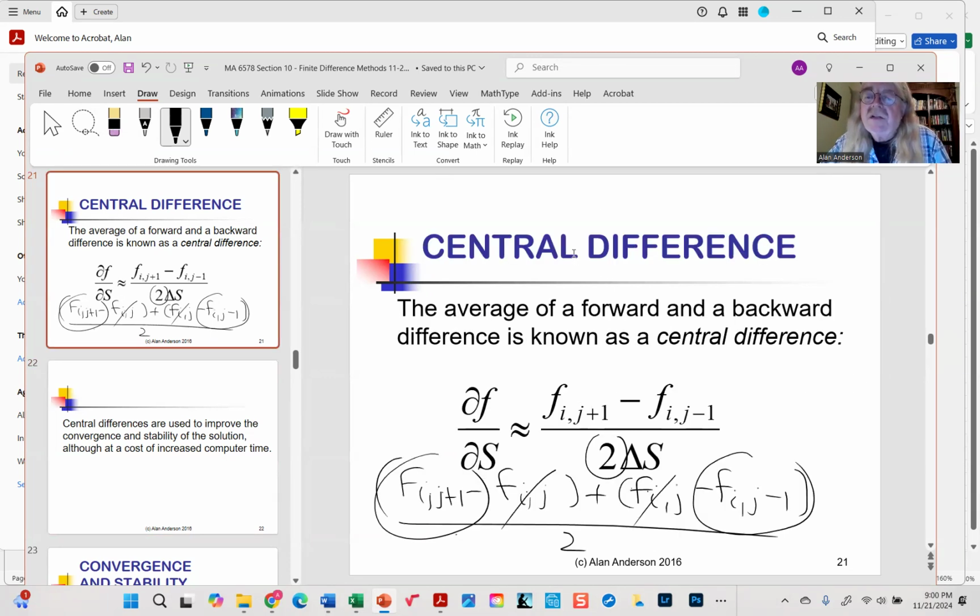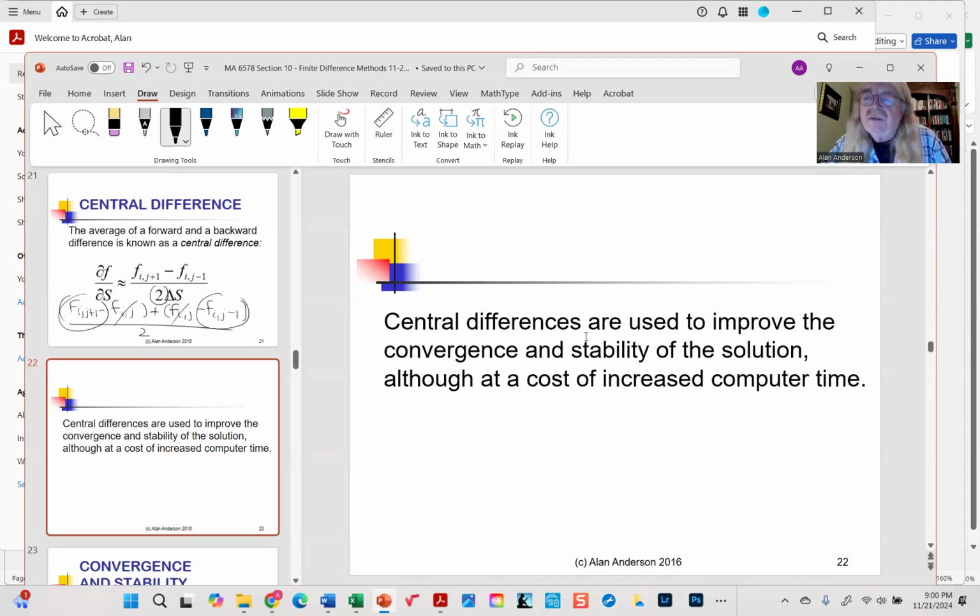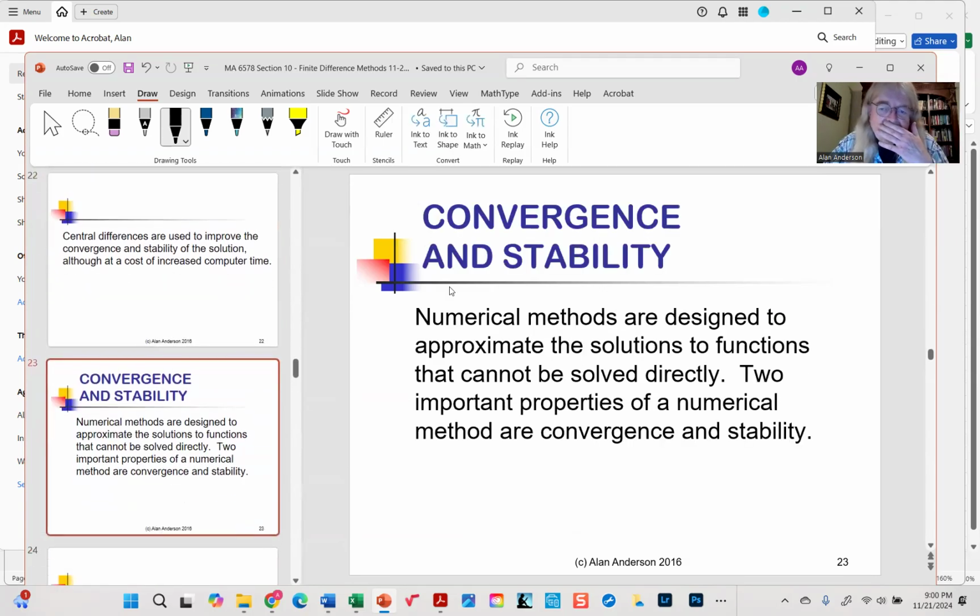Now, the central differences actually can be a little bit more time consuming, but they can also help improve the convergence of what we're doing to the true price of an option. So in other words, numerical methods, which is what we're using here, are designed to approximate the solutions to functions that cannot be solved directly. So how do we decide whether they're working correctly or not?